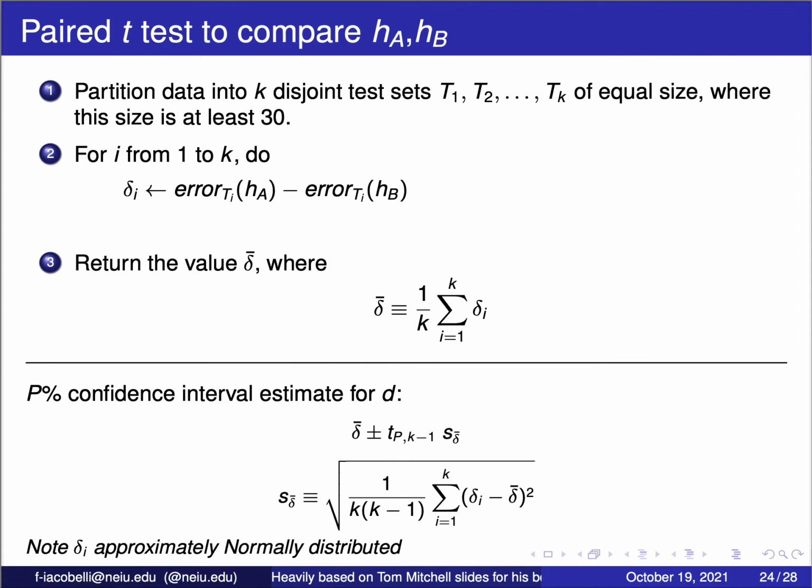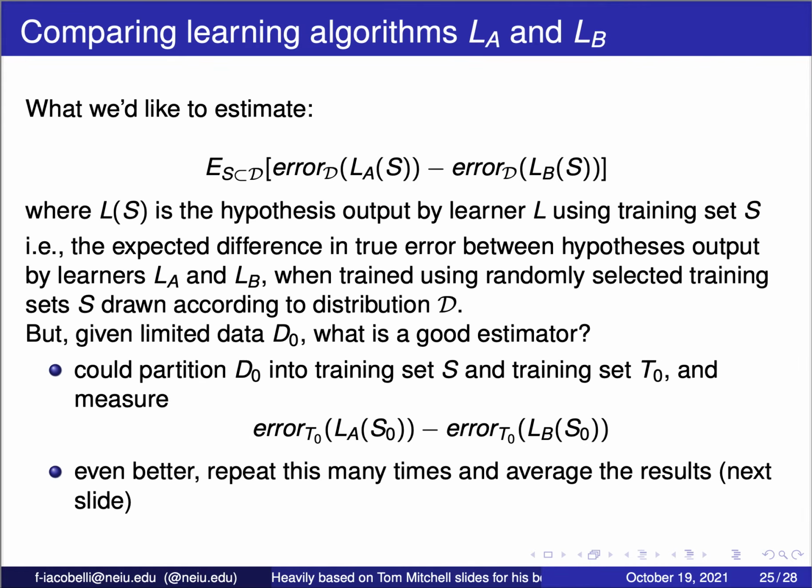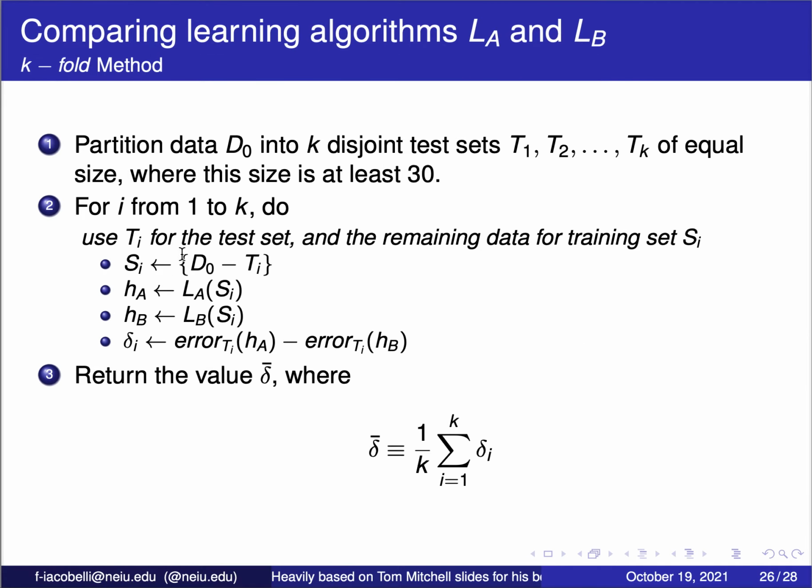Now, what we want to do is basically compare this. But here's the thing. We don't want that optimistic bias of training and testing on the same thing. And also, we don't want to do this just one time, going through every partition and comparing every partition once. We might want to do this many, many times. So here, for example, is a very common algorithm to evaluate learners, the k-fold method.